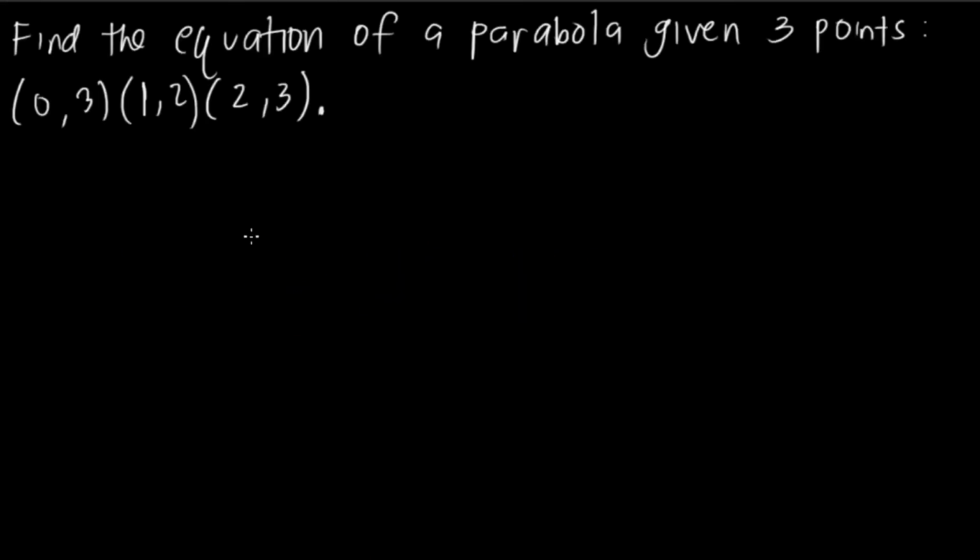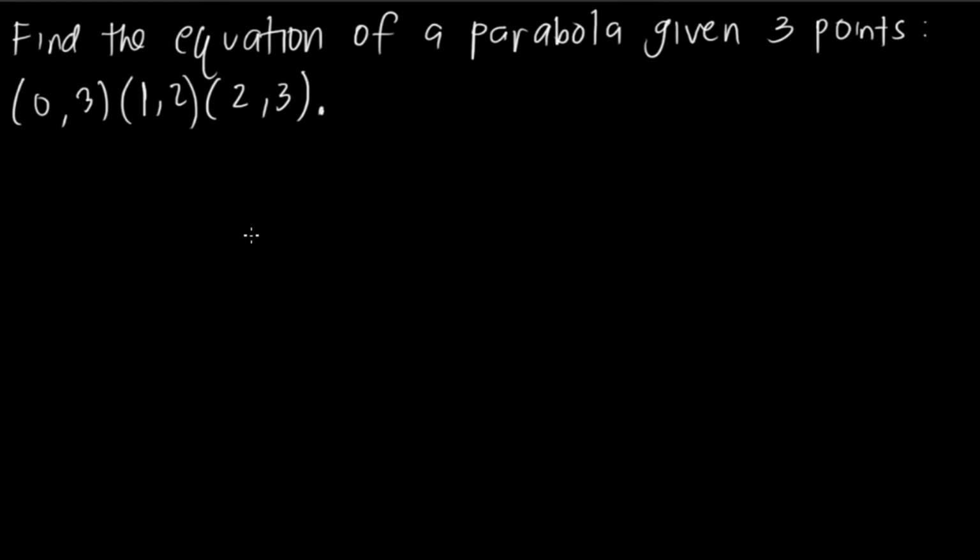Okay, ganito. Paano kapag pinapahanap sa inyo yung equation ng parabola, tapos ang given naman 3 points. So ito, find the equation of a parabola given 3 points: (0, 3), (1, 2), and (2, 3). So, ganito lang yan kadali.